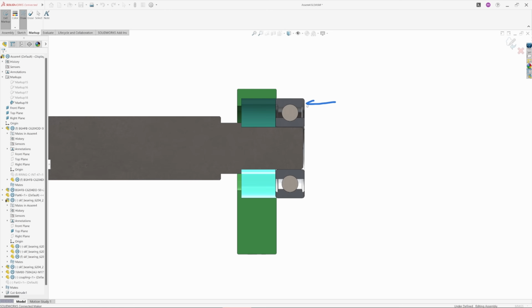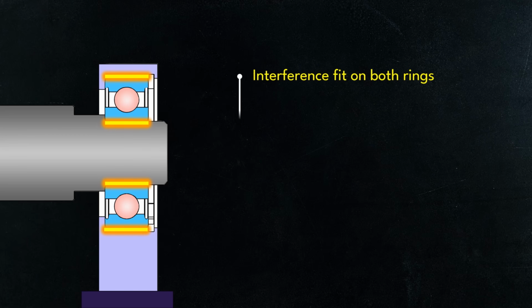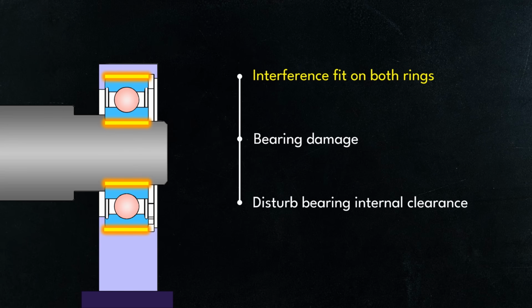Same if I first press the outer ring, then the inner ring will resist the movement because of the shaft interference, and again the bearing will go under heavy stress during the assembly, and also during the disassembly. And this stress can potentially damage the bearing or disturb the bearing internal clearance, which will reduce the bearing life as well as the bearing running accuracy for sure.